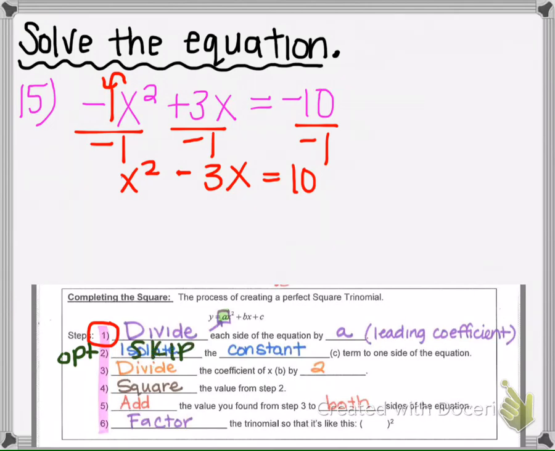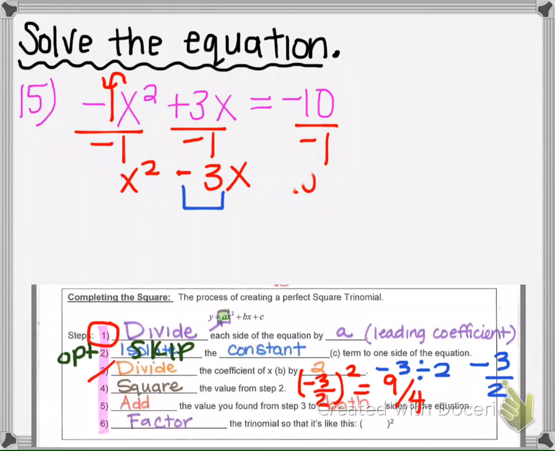Step 3, divide the coefficient of x, so we call that the b value. So this negative 3, we're going to divide it by 2. And since 2 doesn't evenly go into negative 3, we're going to leave it as negative 3 halves. Okay, done with step 3. Step 4 is we're going to square that negative 3 halves. So we get 9 fourths. So this is the number. I'm going to move this over a little bit here and leave a spot right here. This is the number that, if we write it in here, is going to make this problem factorable.